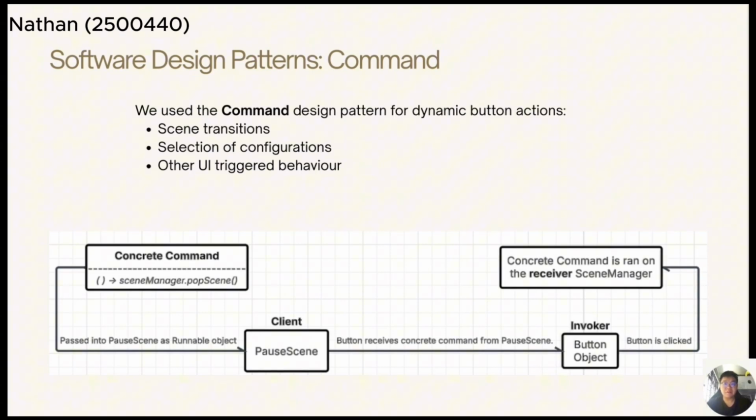One example of implementation is the resume functionality in pause scene. The command pop scene is stored in the command interface runnable. The client pause scene then assigns these commands to the pause button. When the pause button invoker is pressed, command runs and calls the receiver scene manager for its pop scene method.